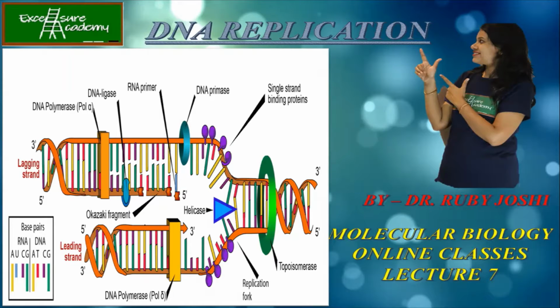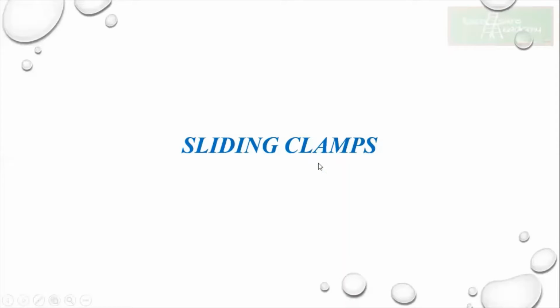So previously we talked about the initiation, elongation and termination of replication, right? There are a few more important topics which were left. So in this lecture we'll discuss the beta clamps, or the sliding clamp, which I was telling you about, which is important as part of replication. Okay, so the sliding clamps.